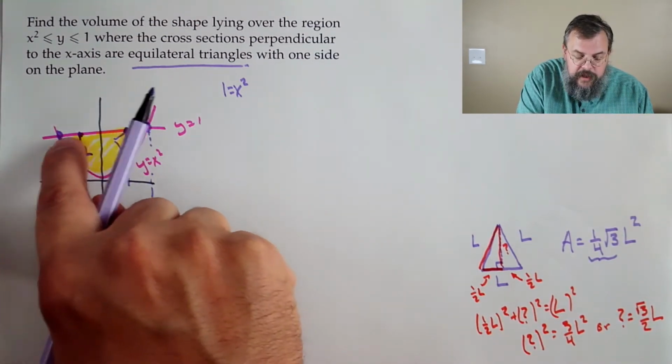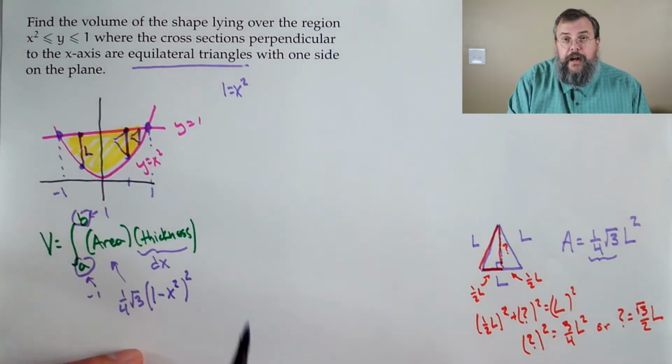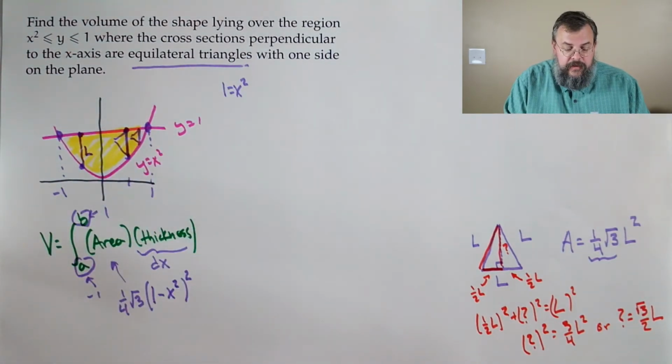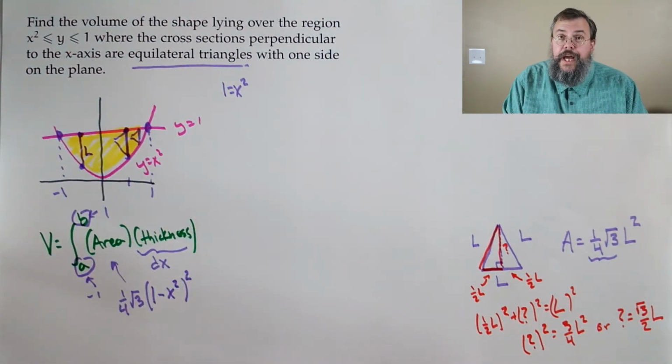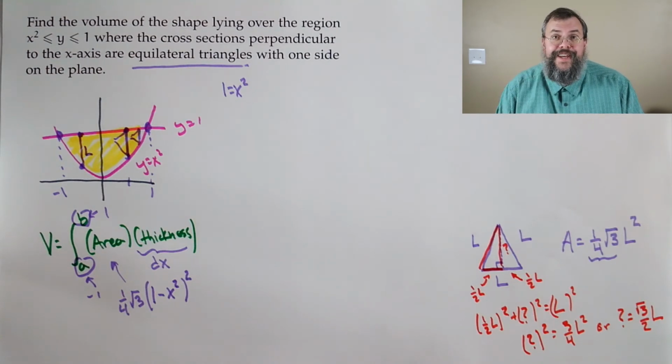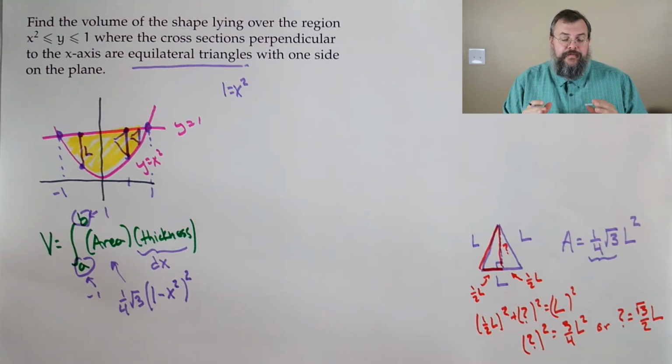High value, top, is 1. Low value, bottom, is x squared. So now we're in pretty good shape. We're going to use one other thing. Let's look at our problem.